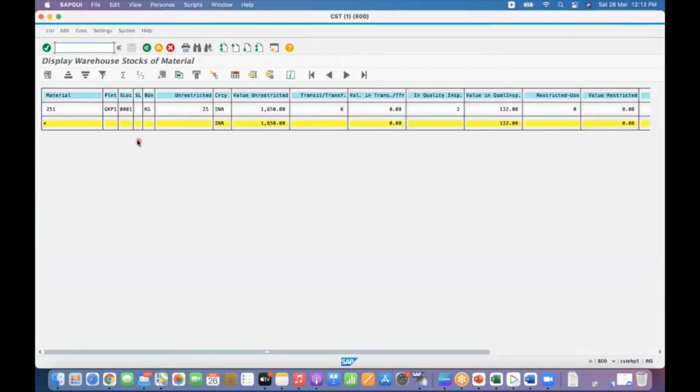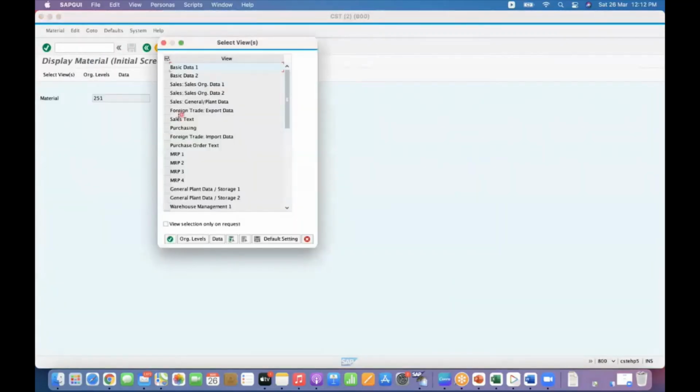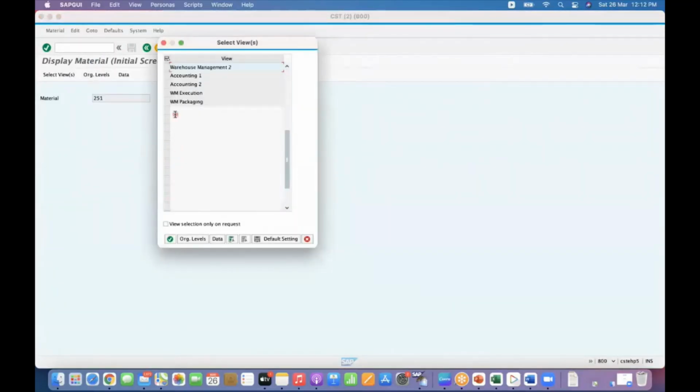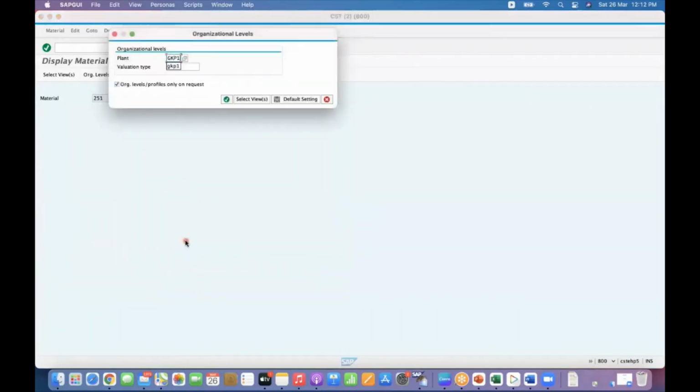Because if it is single line, that will be helpful for you to understand easily. So here you can see that quantity is 25, value is 1650. Now go to MM03, 251. Go to the accounting one view, org levels, GKP1 plant.